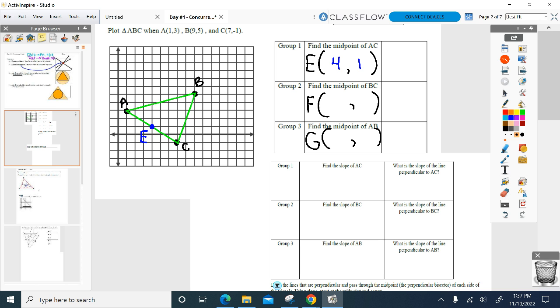All right, group 2. What do you got for point F? (8, 2). Call that point F for me, everybody, when you graph it. Looks pretty good. My end here, right in the, oh, that's (8, 1). (8, 2) looks even better. There we go. And hey, group 3, what do you got over there for midpoint of AB? (5, 4). Everyone call that point G.